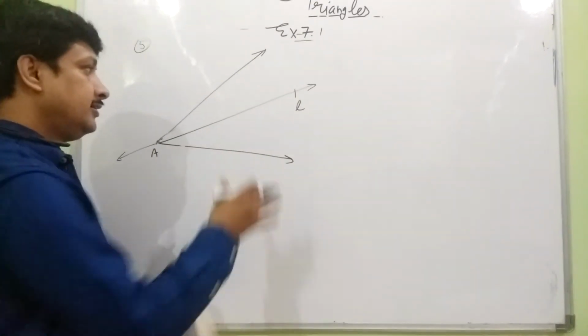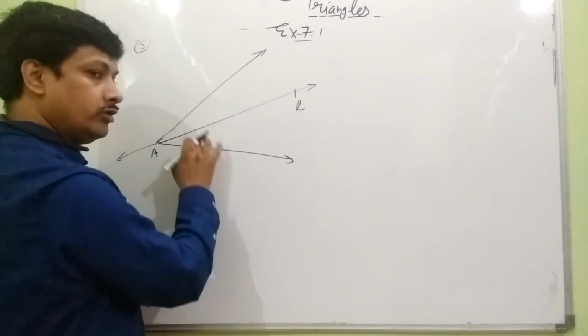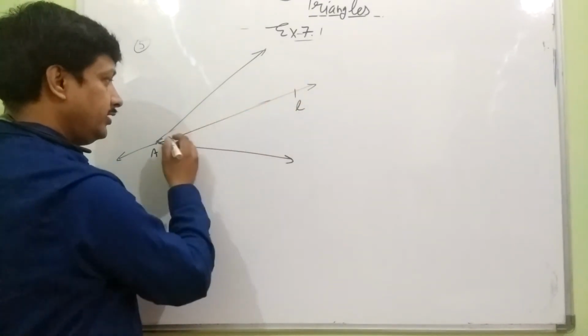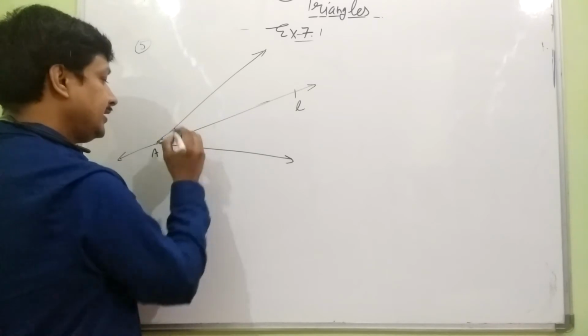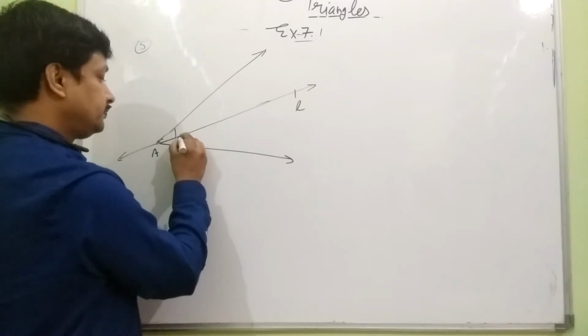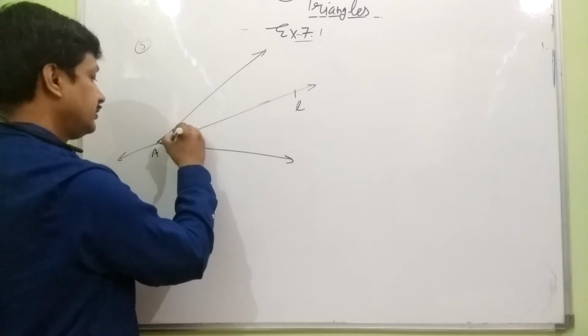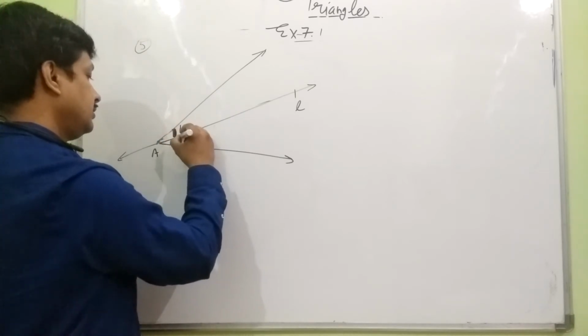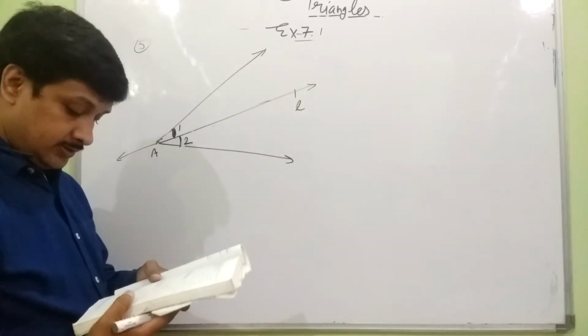Bisector means the line which divides the whole angle into two equal parts. So this line will cut this whole angle into two equal parts. I mean, this angle will be equal to this angle. So let us consider this angle to be angle 1 and this angle to be angle 2. Okay, so it is given.